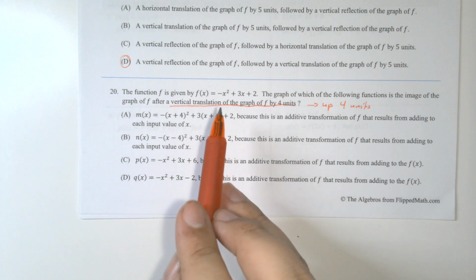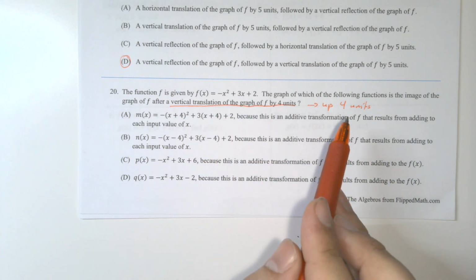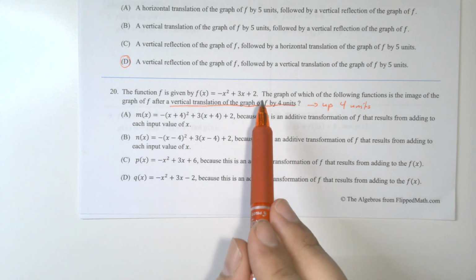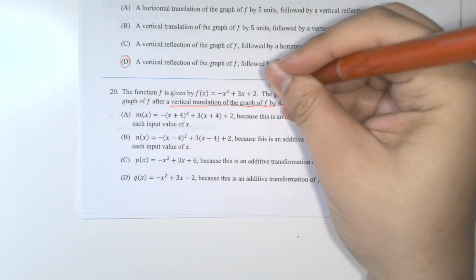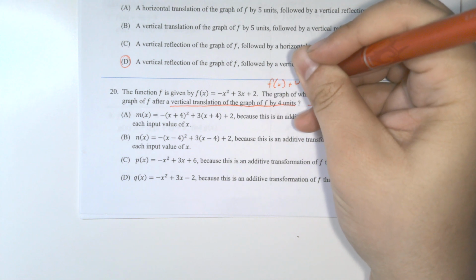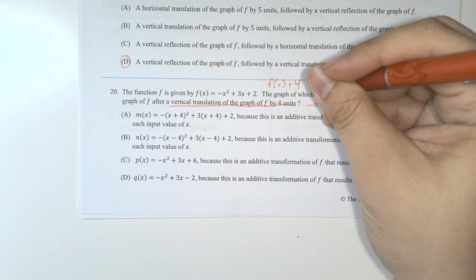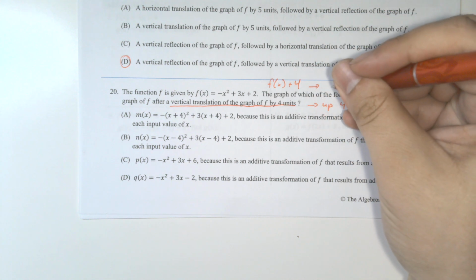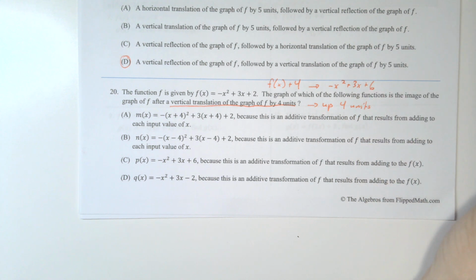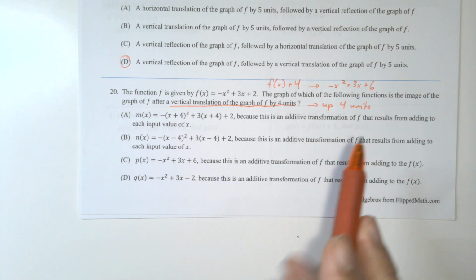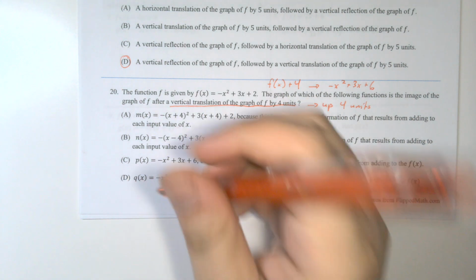However, we're going to take this function, and if we're translating it up 4 units, then we just need to add 4 to this entire function, because remember, that means that we have f of x plus 4. So if we take all of this and add 4 to it, that's just going to make negative x squared plus 3x plus 6. So which of these functions matches that? That would be answer choice C.